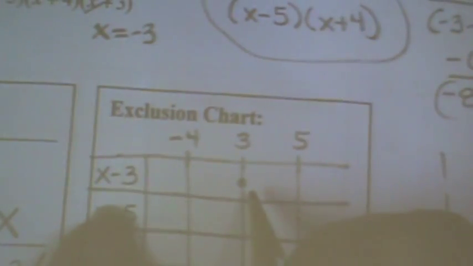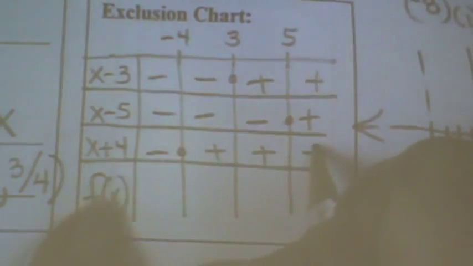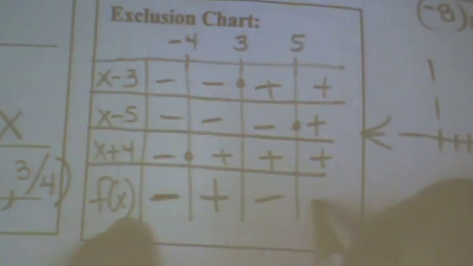And now let's do our exclusion chart. Do I need to deal with this whole mess here? No. Only the stuff here. So 3, 5, and -4. So x minus 3, x minus 5, x plus 4, and f of x. So quickly, at 3, these would be negative, these would be positive. And at 5, these would be negative, this is going to be positive. At -4, negative, positive, positive, positive. So we count, we have negative, we have positive, negative, positive.